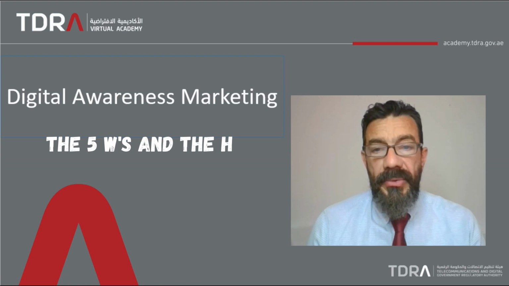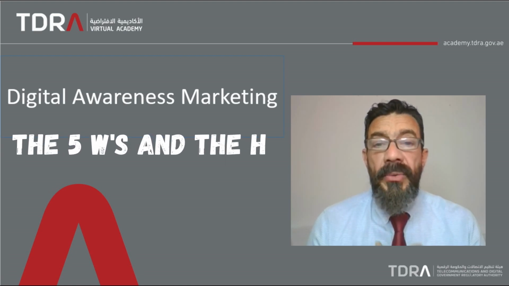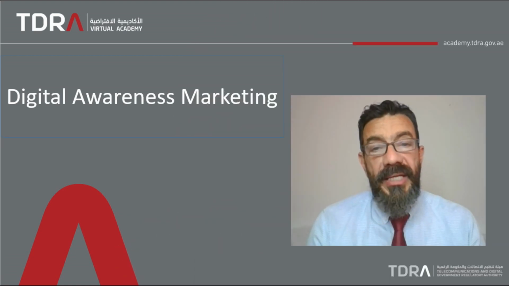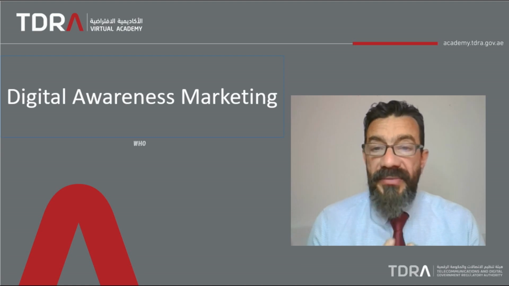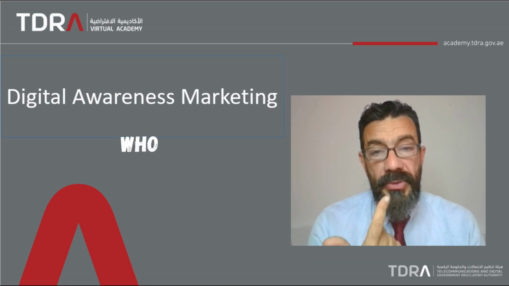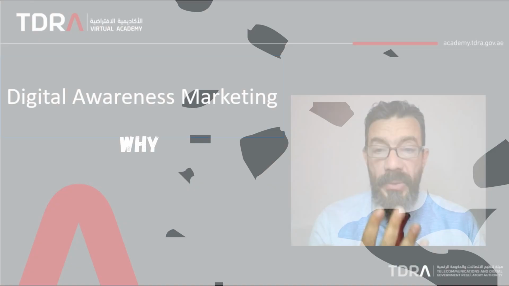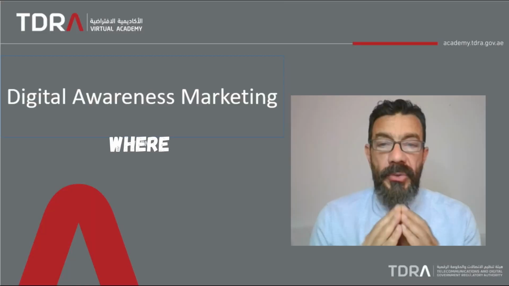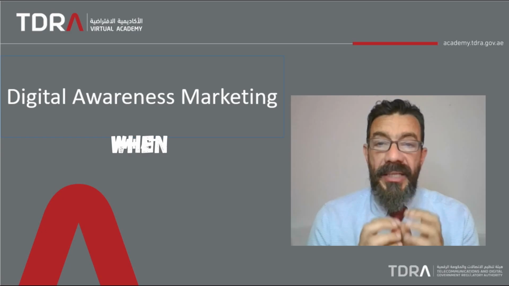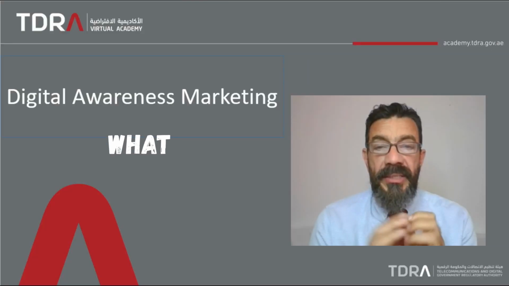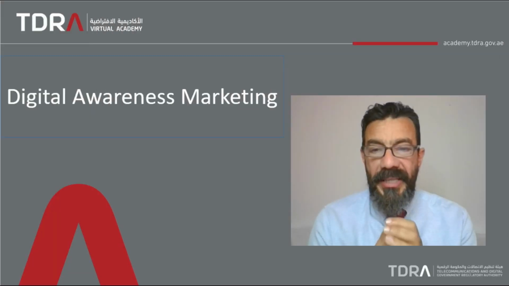In this session, we're going to talk about the 5 W's and the H. What are the 5 W's, how to use the 5 W's, and how to understand the 5 W's and the H, which is the how. The 5 W's are the who, the why, the where, the when, and the what. So basically, we're going to use these 5 W's to understand our customers, meaning the target customers. Welcome back, and let's start.